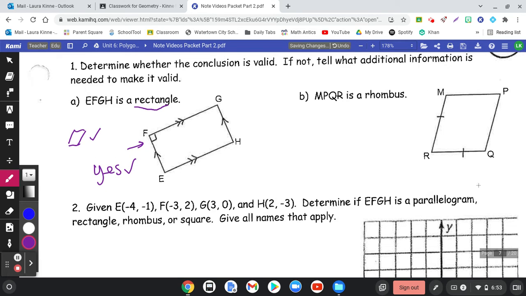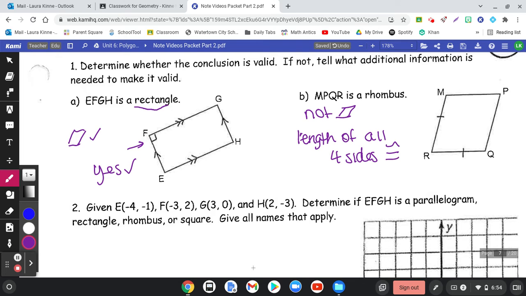All right, it's a rhombus. It's only shown that 2 consecutive sides are the same. So it proved it's a rhombus, but it didn't show that it's a parallelogram. Because remember, it's got to be either opposite sides are parallel, opposite sides are congruent, there's just not enough information. So in order to show it's a parallelogram, you could find the length of all four sides and show that those are congruent.